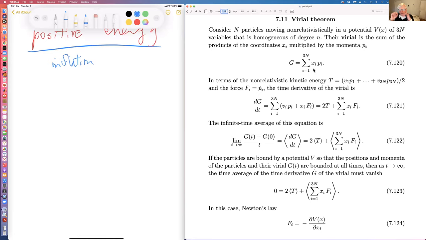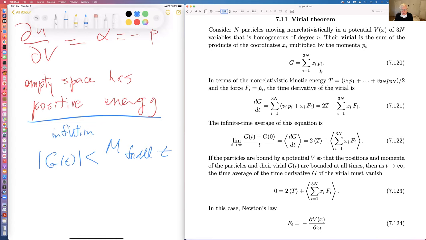in general, you can't say anything, but for stable systems in which the particles are bound by a potential that keeps the virial bounded, the virial doesn't have to stay constant, but it's got to be bounded for all time. So what you say then is that the absolute value of G of T is less than some number M, say, for all T.